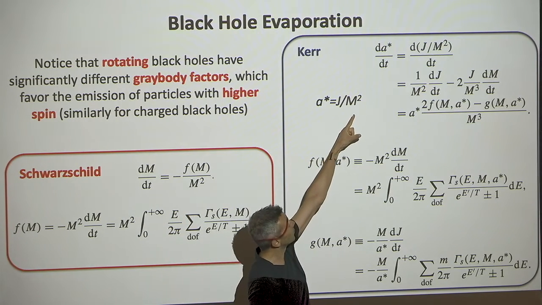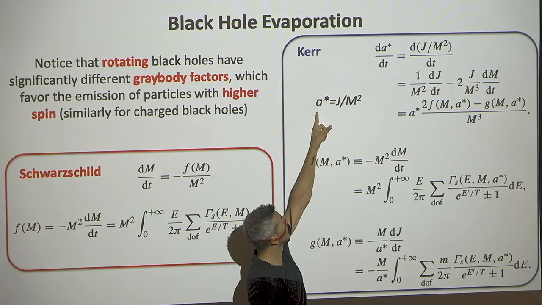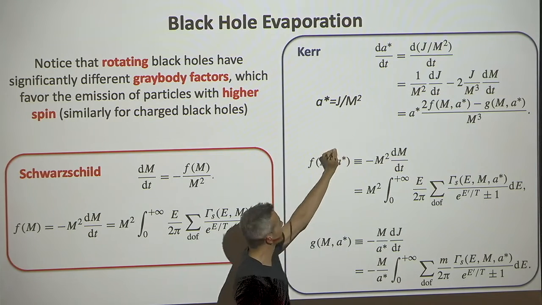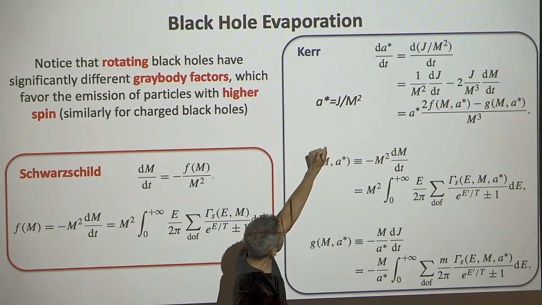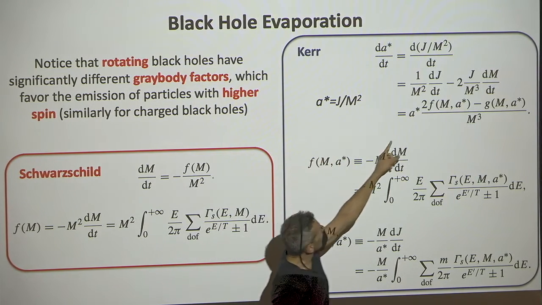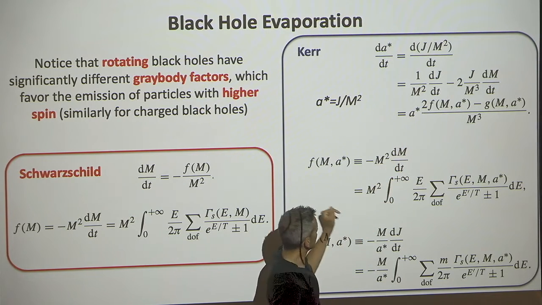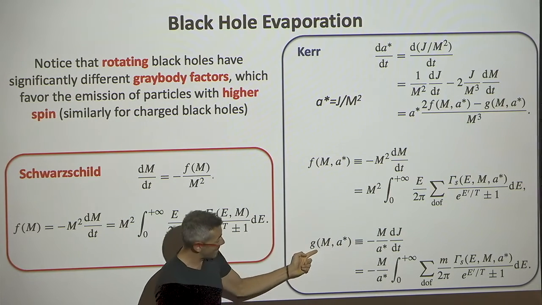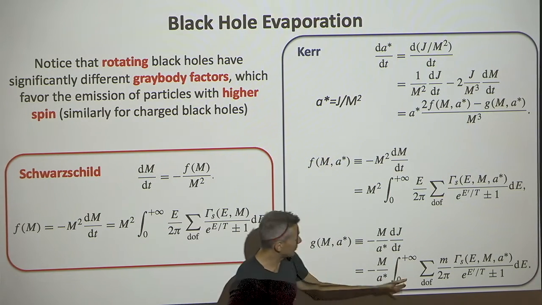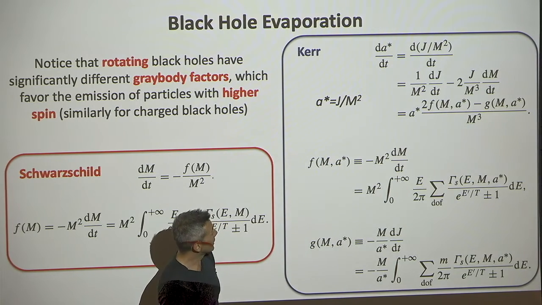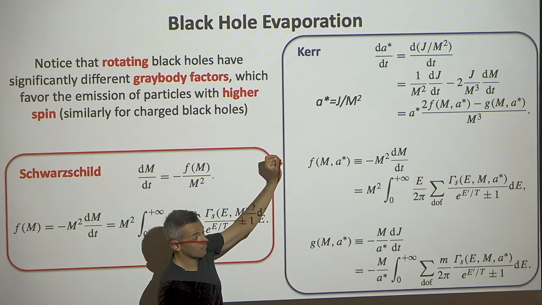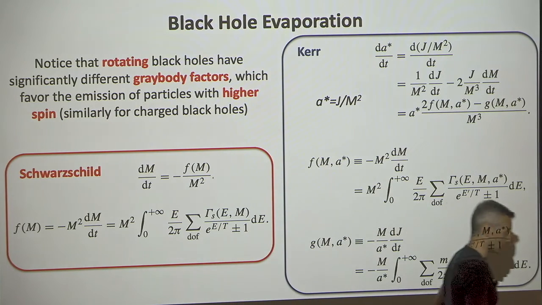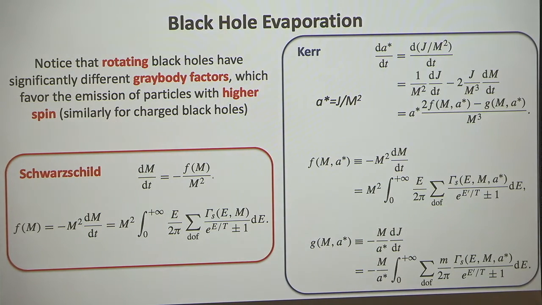an equation for dA*/dt, and again, A* is the spin parameter. Actually, it's a slightly different version of the spin parameter. There's a square there. Yeah, it is like that. And so that's the evolution equation, which contains a slightly different object, G of M, A*, the same gray body factor but a slightly different structure. And again, you have to keep track of the shedding of spin and the shedding of mass in calculating the evolution of your black hole.